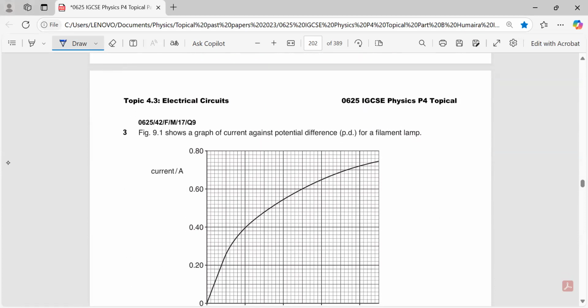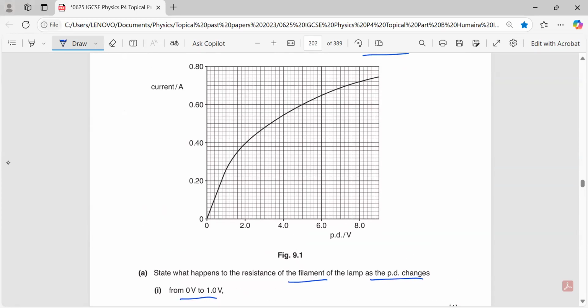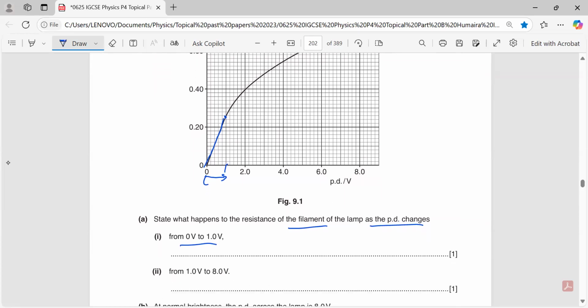Next question. This figure shows a graph of current against potential difference for a filament lamp. State what happens to the resistance of the filament of the lamp as the PD changes from 0 to 1 volt. If you see, 1 volt is here. Starting from 0 till 1 volt, they are asking what is the effect on the resistance. As it is a straight line and the graph is starting from the origin, these two conditions are fulfilled. It means that resistance will be constant here. So you can write constant resistance.